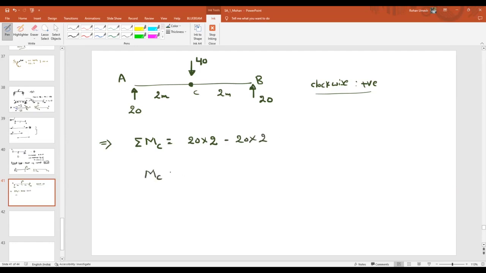What about moment at point C? 0. 0. What is the difference between these two? First of all, I want to get the clarity of these two.